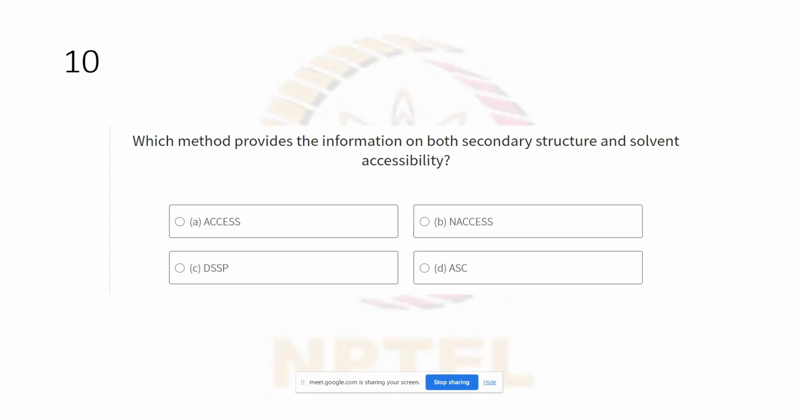Next question: which method provides information on both secondary structure and solvent accessibility? This is the method that we have discussed today as well as in the previous class. No answer for this. Okay, it's DSSP, the Dictionary of Secondary Structure Predictions. It is useful for predicting both solvent accessibility and secondary structures.